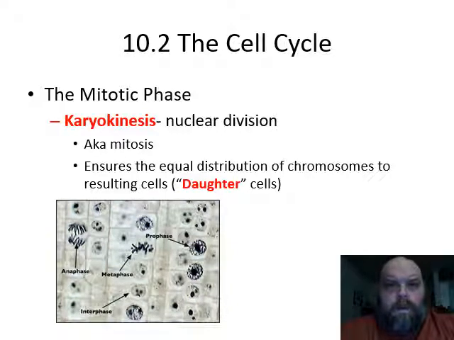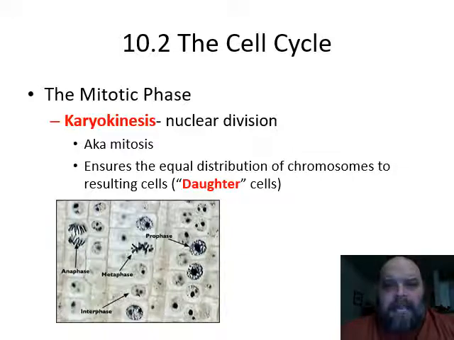When we look at the mitotic phase, interphase has completed. We're now moving into M phase. The mitotic phase is also known as karyokinesis. Karyokinesis literally means DNA movement. It's the nuclear division. Not the dividing of the nucleus itself, but the nuclear contents, the chromosomes.